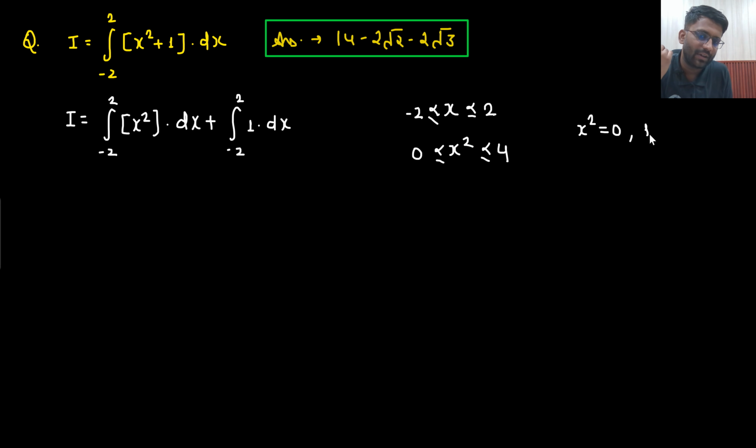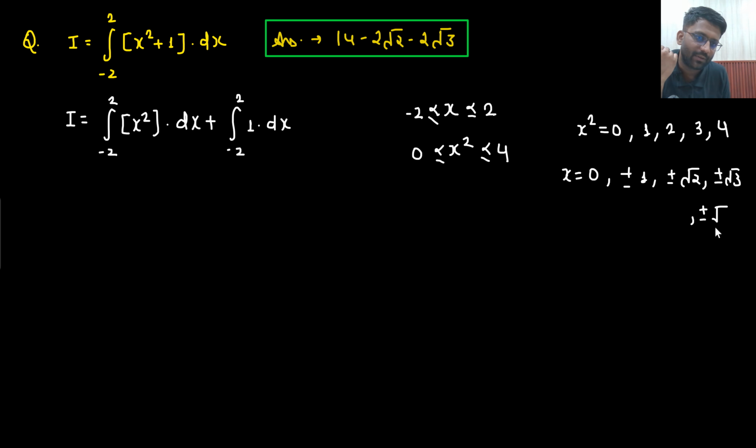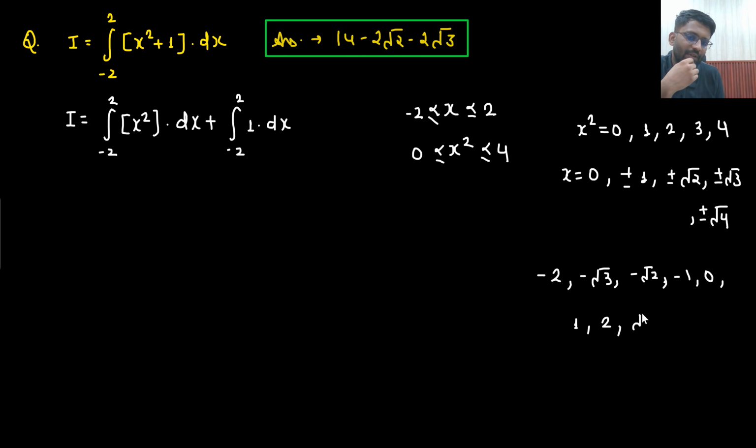That means x square could be 0, 1, 2, 3, 4. That means x could be 0, plus minus 1, plus minus under root 2, plus minus under root 3, and plus minus under root 4. What is the value of under root 4? Under root 4 is plus minus 2. That means you will start from minus 2, then minus under root 3, then minus under root 2, then minus 1, then 0, then 1, then under root 2, then under root 3, and then 2. This is how you need to break it down.